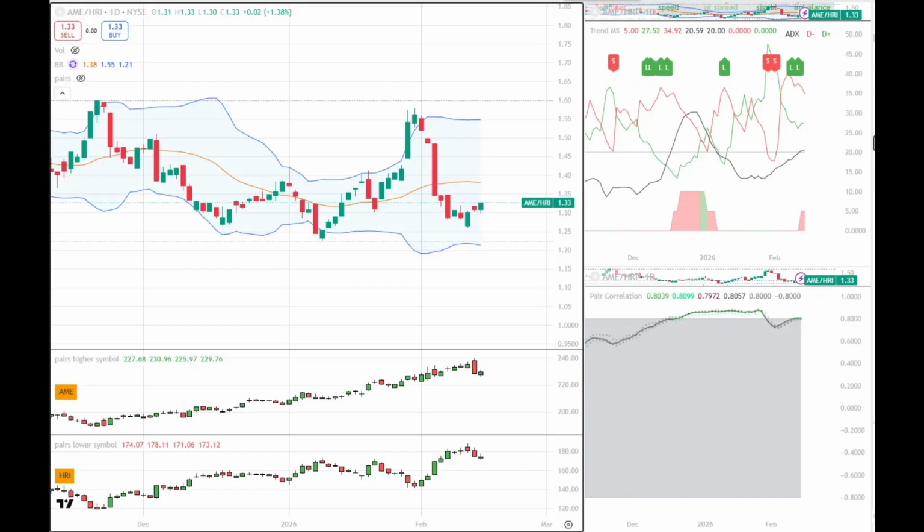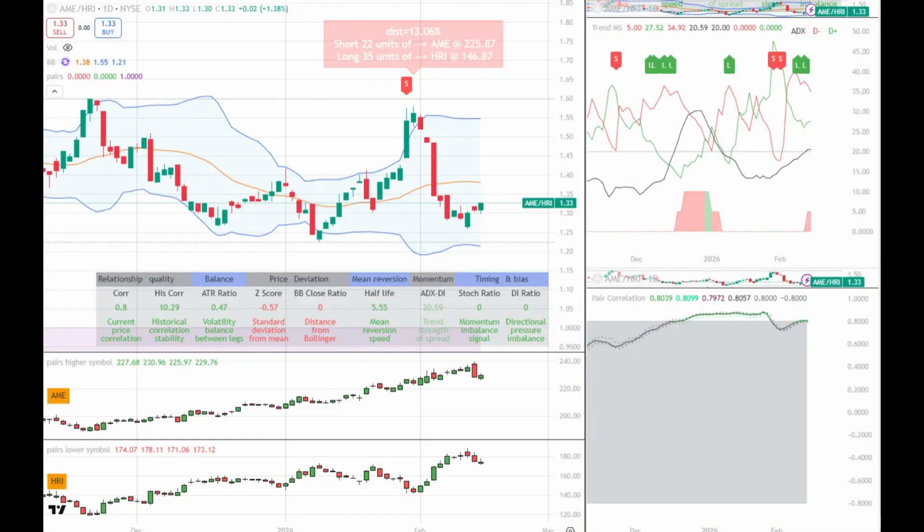We also consider the business relationship between the two companies. AME operates in industrial technology and instrumentation, while HRI operates in equipment rental and industrial services. Both are tied to industrial activity and economic cycles. While not identical businesses, they are exposed to similar macro forces, which supports their statistical linkage.